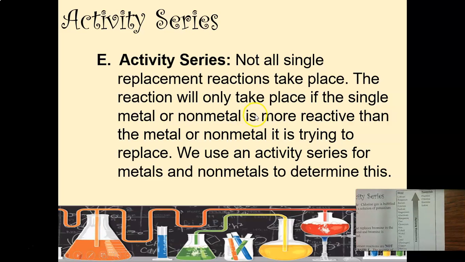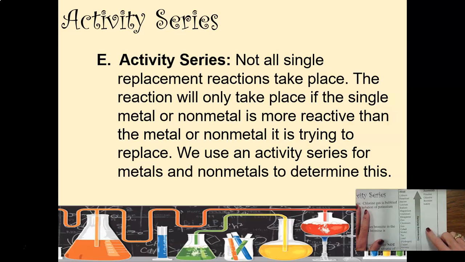The activity series. So a little about this activity series. Not all single replacement reactions can take place. The reaction will only take place if the single metal or the nonmetal is more reactive than the metal or nonmetal it's trying to replace. And we use the activity series for metals and nonmetals to determine this. So if the element that's trying to do the replacing is higher on the activity series than the one it's trying to replace, it will be able to replace it.